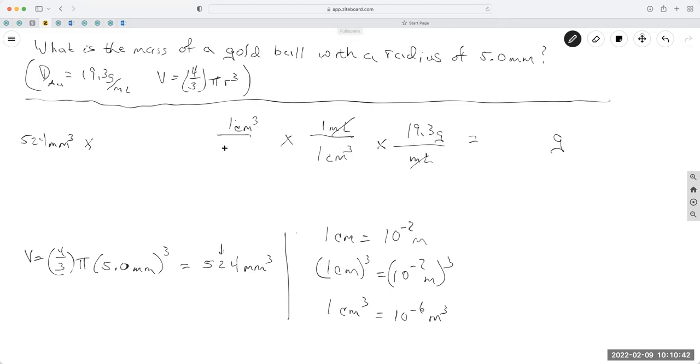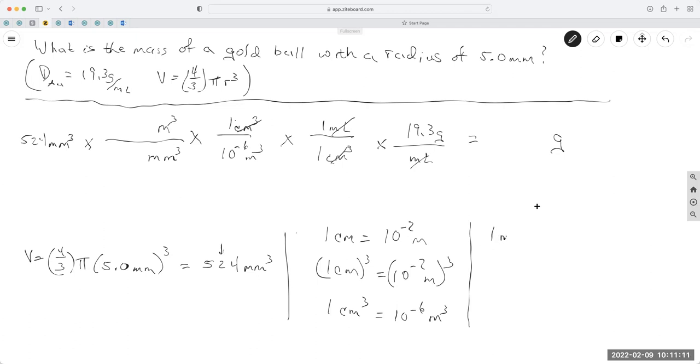And then the cubic meters will be on the bottom. And so I've solved one problem, but I've created another. But now all I need is the relationship between cubic meters and cubic millimeters. Because you can always relate the two letter to the one letter. So I can do the same thing because I know the relationship between millimeters and meters.